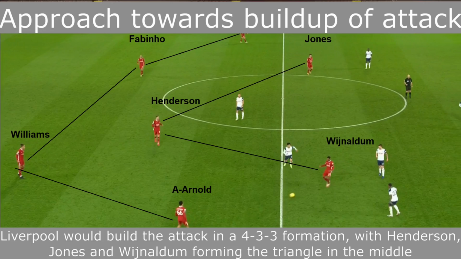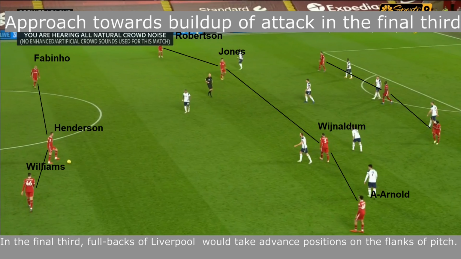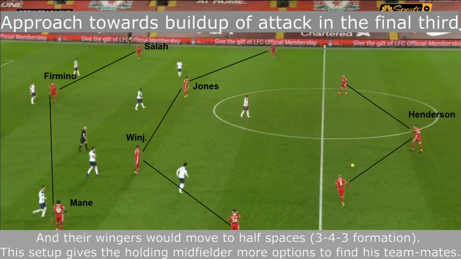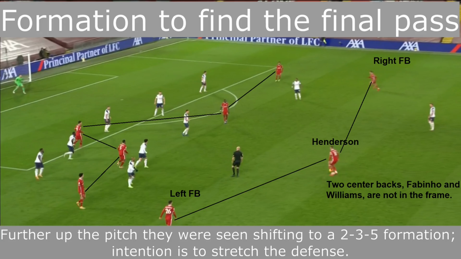Liverpool would build the attack in a 4-3-3 formation with Henderson, Jones and Wijnaldum forming the triangle in the middle. In the final third, the fullbacks of Liverpool would take advanced positions and their wingers would move to half spaces. This setup gives the holding midfielder more options to find his teammates. Further up the pitch, they were seen shifting to a 2-3-5 formation. The intention here is to stretch the defense.